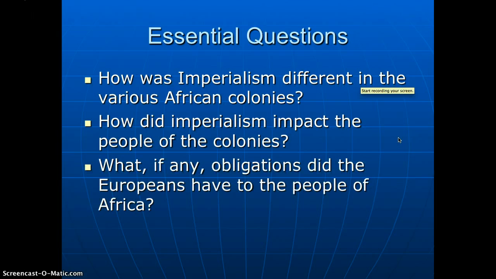And then lastly, what, if any, obligations did the Europeans have to the people of Africa? Something that you may notice as we go along is they're not necessarily providing infrastructure, they're not providing an education. So what is the benefit, if any, for the people of Africa? Or at least, what is the benefit from the perspective of the Europeans?